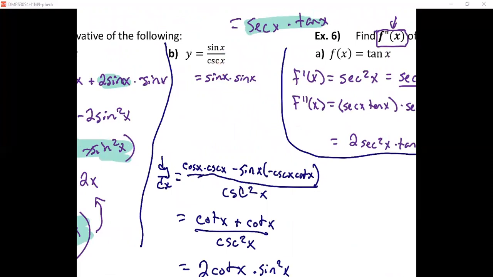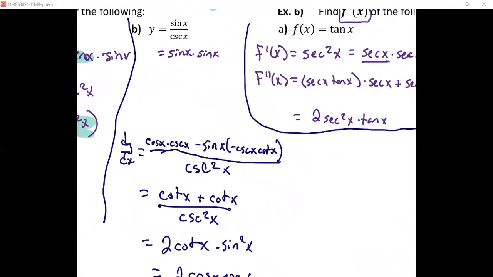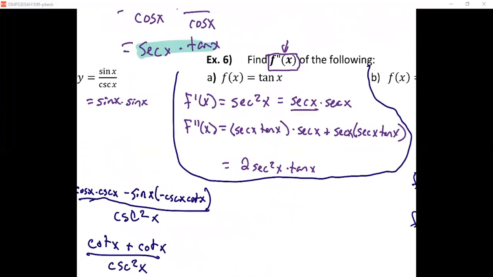So with that said, example 6, our goal is to find f double prime of x, which means we have to first find our first derivative. Derivative of tangent is secant squared, we know that one. And then if I break it up into secant times secant, then I can use the product rule: derivative of the first times the second plus the first times the derivative of the second. And now these can be combined into 2 secant squared tangent of x.